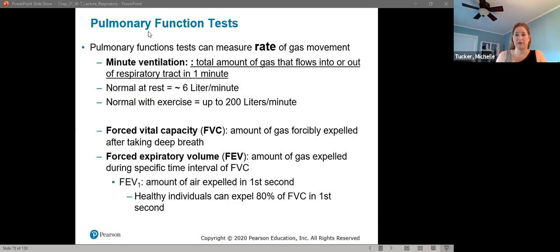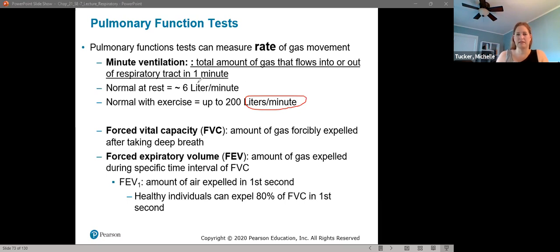We've talked about volumes, which are measured, except for residual volume, which is estimated. Capacities, where we add volumes together. And then an additional pulmonary function test are rate tests. So remember, rates have a volume per unit of time. So sometimes it's liters per minute, sometimes it's mils per minute.